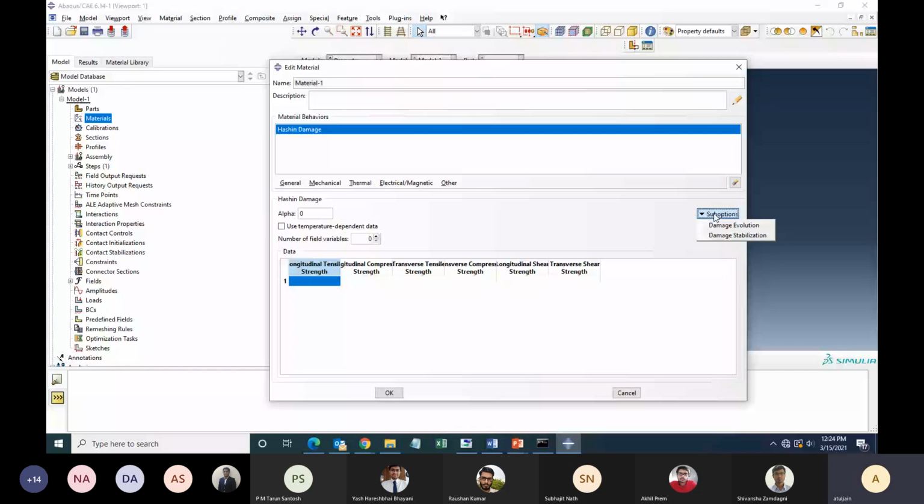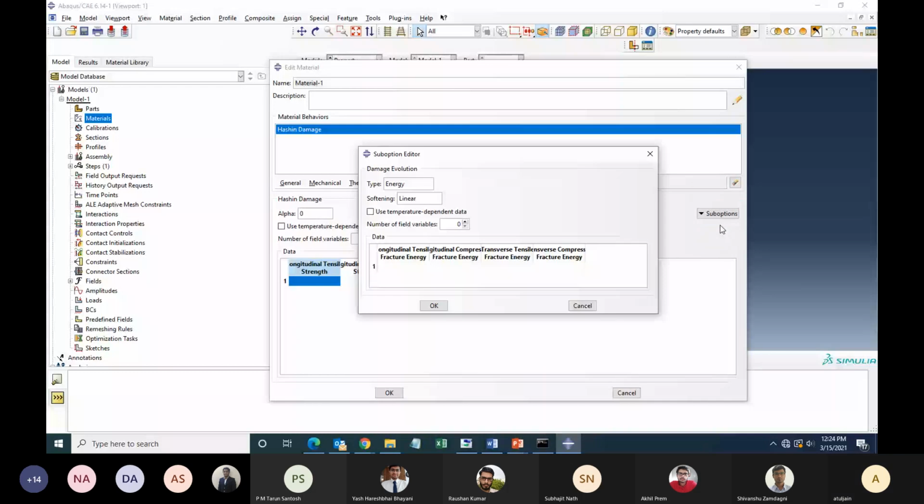If you click on damage evolution, damage evolution is basically the progressive damage that we have just discussed. If I click on this damage evolution, then after some time you should see a sub option editor. Is that visible? Yes, sir. A second window has opened. Now you see 4 quantities here: longitudinal tensile fracture energy, longitudinal compressive fracture energy, transverse tensile fracture energy, and transverse compressive fracture energy. So you have to put in 6 strengths and these 4 fracture energy terms to be able to model progressive damage in FE software.